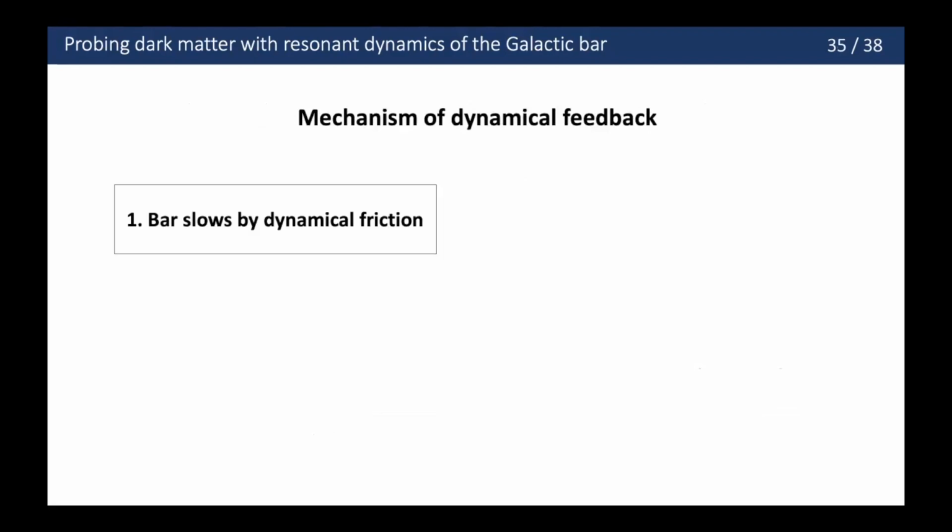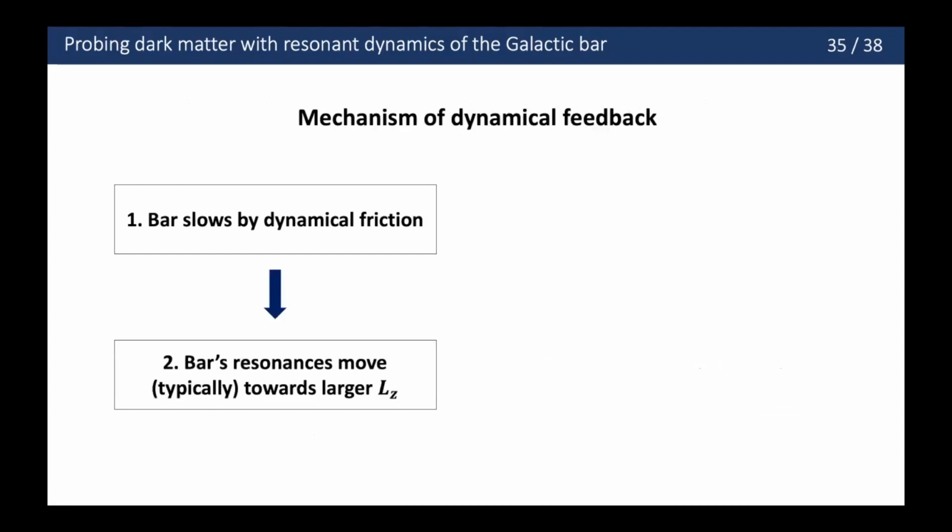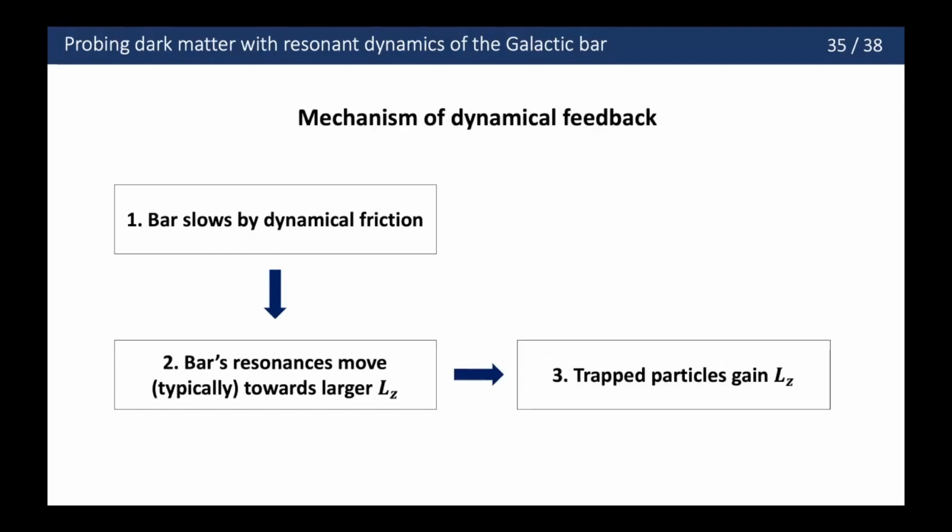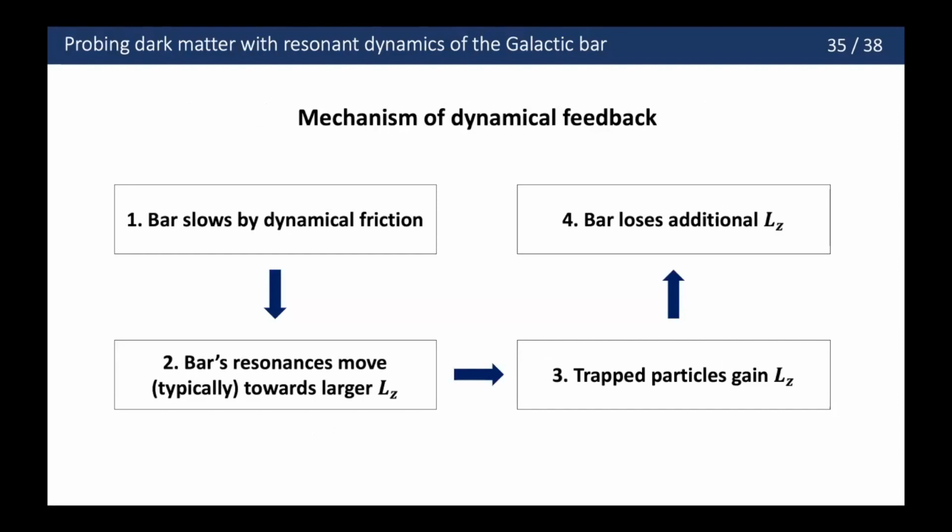First the bar slows by dynamical friction. And when it slows, it means that its rotation frequency changes, the bar's resonances move, and this is typically towards larger angular momentum. And because it moves, the trapped particles, some of them will follow the resonance and gain angular momentum. And this gain in angular momentum means that the bar has to lose additional angular momentum. And this makes the bar slow down further. So there's a kind of feedback cycle happening. That's why we call it dynamical feedback.